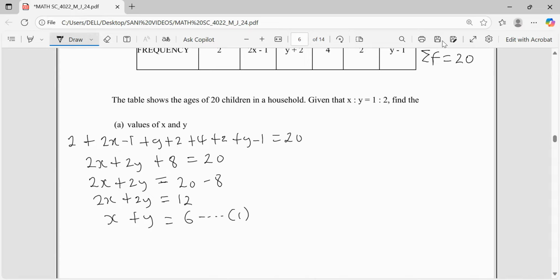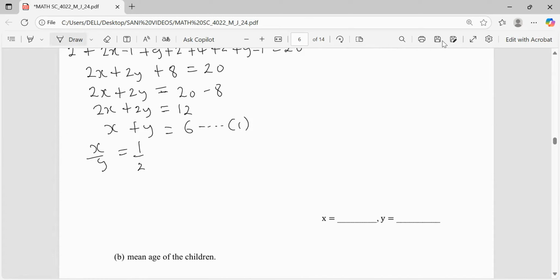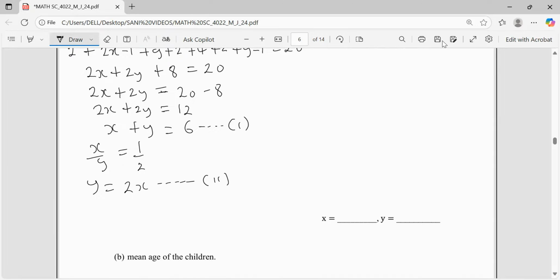Then the question says x ratio y is equal to 1 ratio 2. So therefore, we can write it like this: x over y equals 1 over 2. So when we cross multiply, we have y equals 2x. That's our equation 2. So we can put y equals 2x into equation 1. That means anywhere we see y in equation 1, we represent it as 2x.